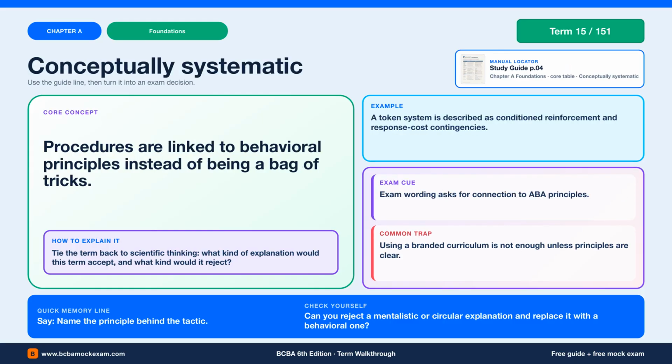Conceptually systematic. Conceptually systematic means procedures are connected to behavioral principles. In plain English, it is not a bag of tricks. For example, a token system should be explained through conditioned reinforcement, backup reinforcers, and exchange contingencies. The exam cue is linking a procedure to ABA principles. The trap is choosing a branded method or popular strategy without naming the principle behind it. Memory line. Name the principle behind the tactic.